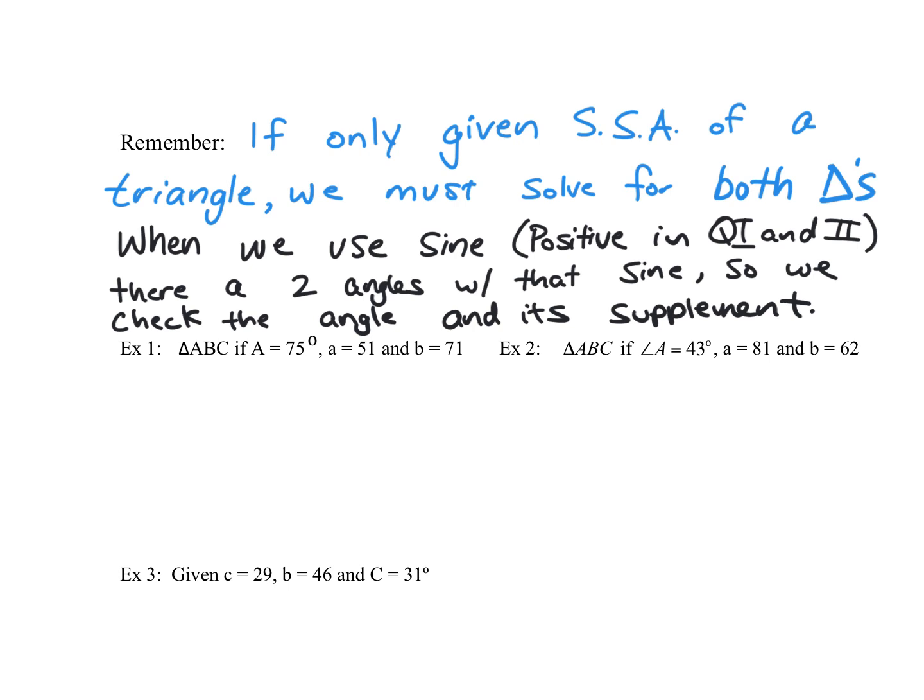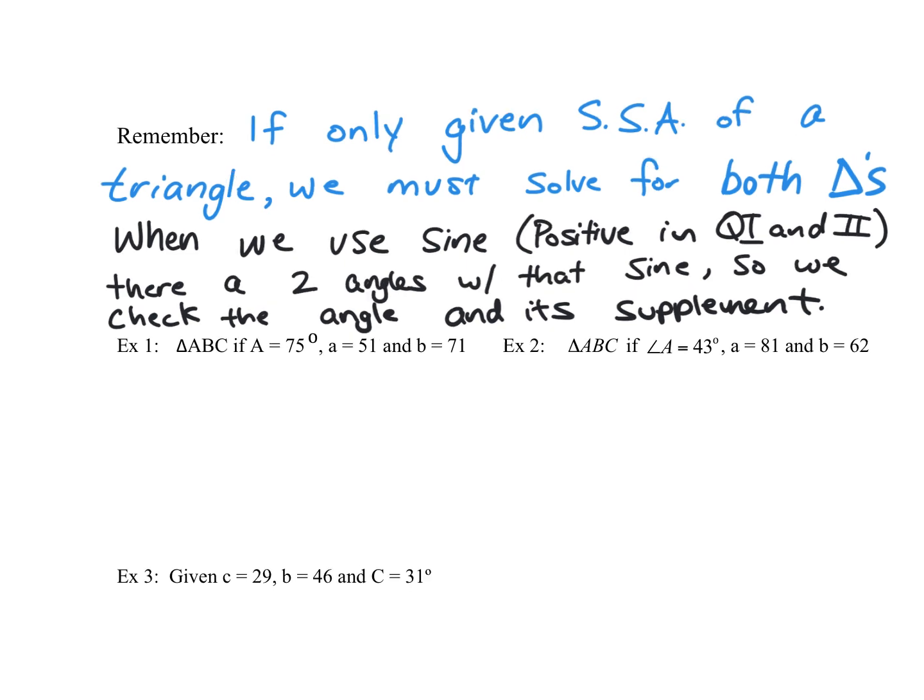Understand that there are two angles on the unit circle with identical sines. Sine is positive in Q1 and Q2. In other words, we have angles between 0 and 180 degrees with the same sine. So when we use, say, the law of sines, we want to check the angle that we find and its supplement to see if we potentially have an ambiguous case. We're going to look at an example of each of these in the next few problems.